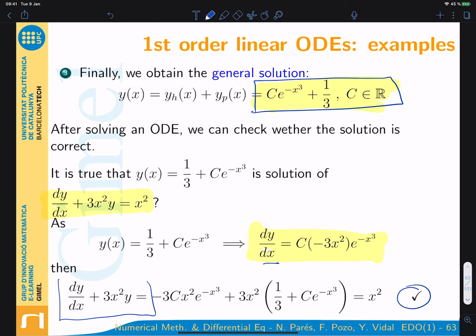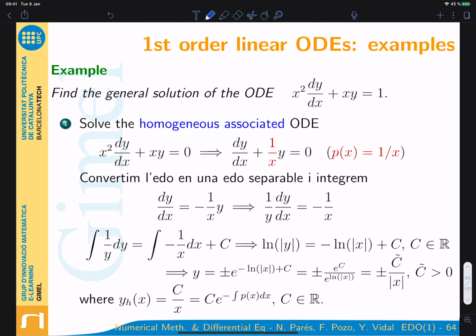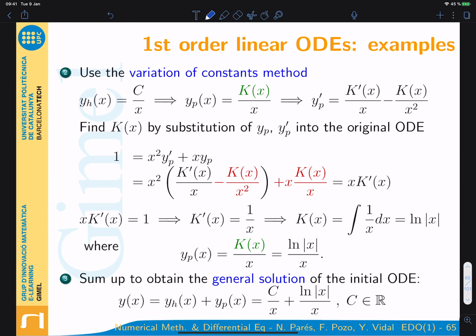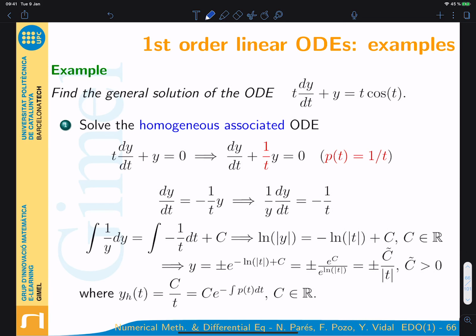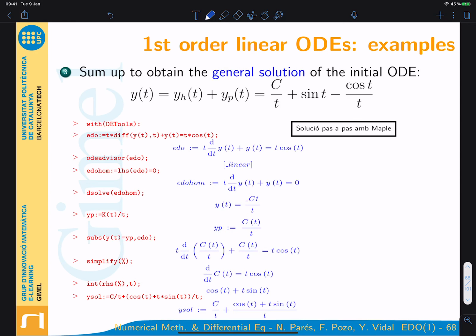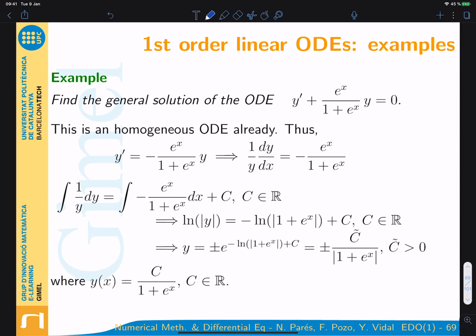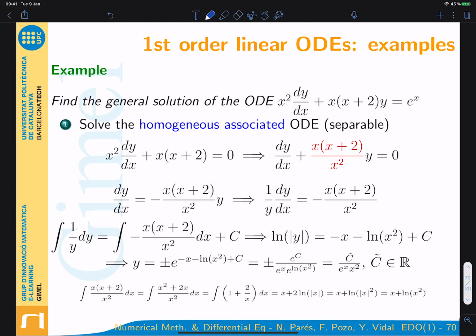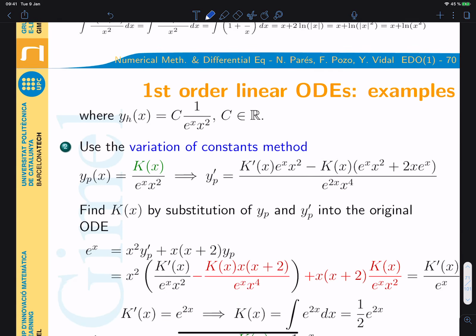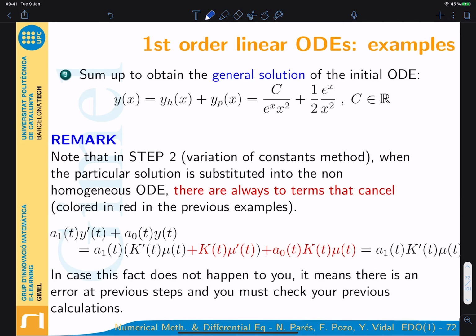Here in the slides, you have other examples you can try to do yourselves. This one is solved step by step. You have this example and another example here. And also you have a guide here on how to solve this using Maple if you are interested. And finally, another example, you can try to solve it by yourself and then check the notes. Okay, you have several examples here.